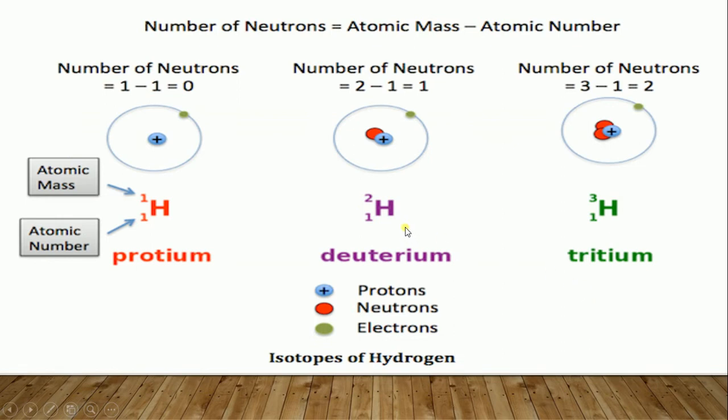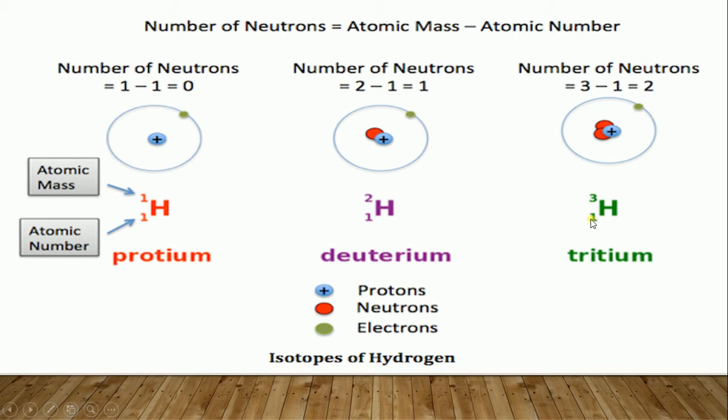For example, the element hydrogen has three isotopes: hydrogen 1, hydrogen 2, hydrogen 3. Hydrogen 1 is called protium, hydrogen 2 is called deuterium, hydrogen 3 is called tritium. The atomic mass of the first hydrogen is 1 and its atomic number is also 1. The atomic mass of the second is 2 and its atomic number is 1. The atomic mass of the third is 3 and its atomic number is 1. It means these three isotopes of hydrogen show the same atomic number, that is 1, 1, 1.